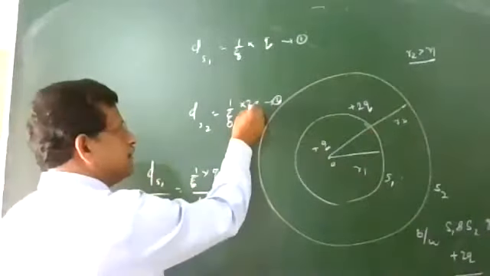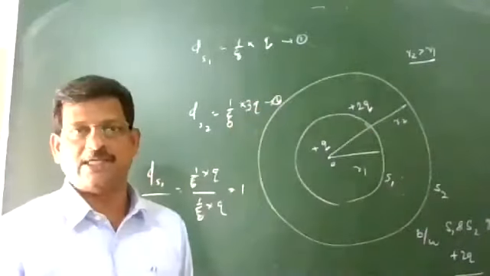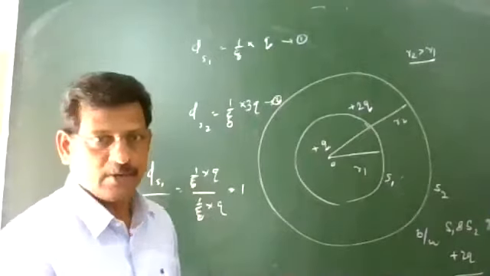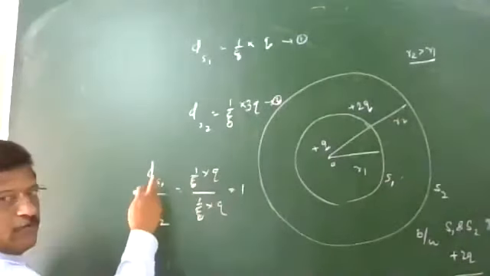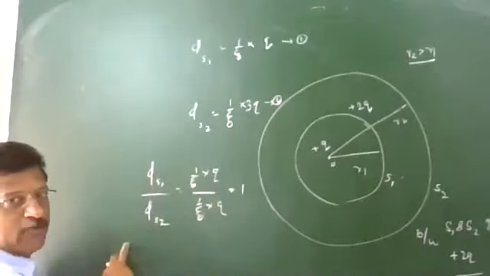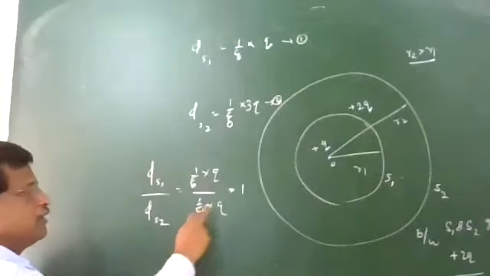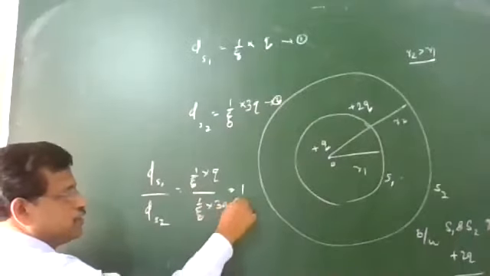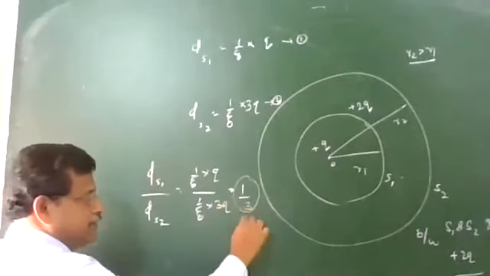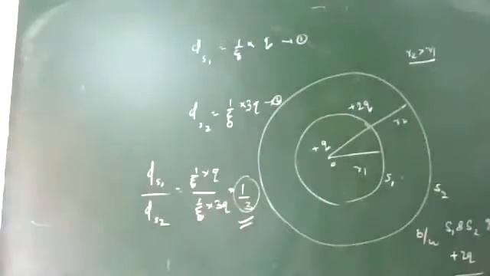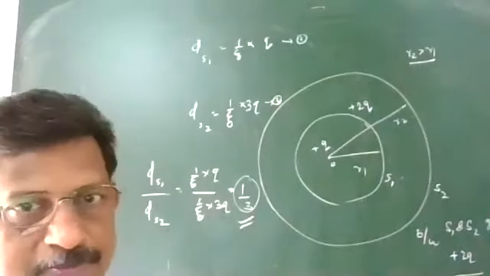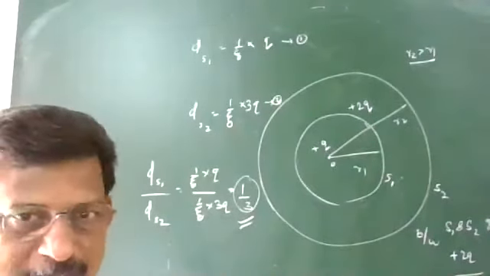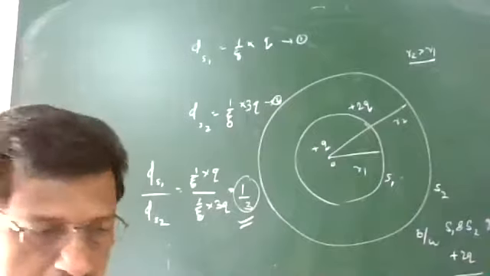So in this diagram, the total flux through S2 is 3Q. Therefore, the ratio of the flux through the first upon the flux through the second is 1 by epsilon 0 into Q divided by 1 by epsilon 0 into 3Q. This is equal to 1 by 3. This is the way how to calculate the flux. One more example. Okay.